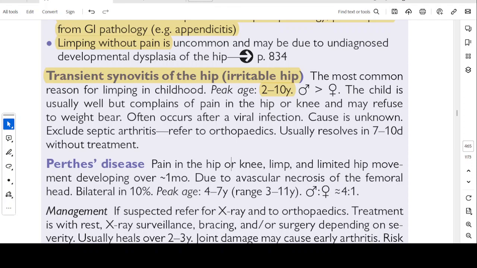So, it often occurs after a viral infection, cause is unknown, exclude septic arthritis, refer to orthopedics, usually resolves in 7 to 10 days without treatment.